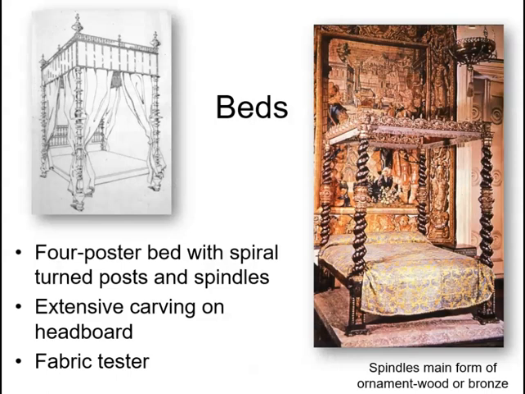When we look at Spanish Renaissance style beds, we will often see 4-poster beds, and they will have what we call spiral turning. This is an example of that spiral turning. You can see it is going in a spiral form. They would often also have extensive carving on the headboard, and then a fabric tester would be pulled back during the day and closed at night.